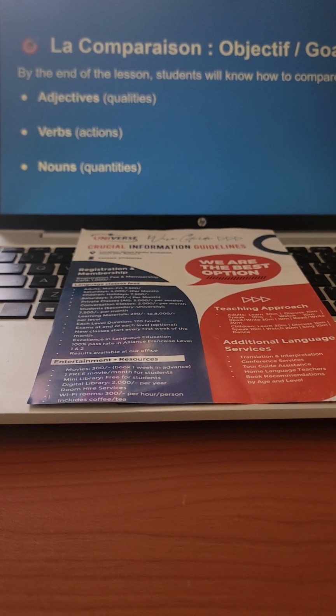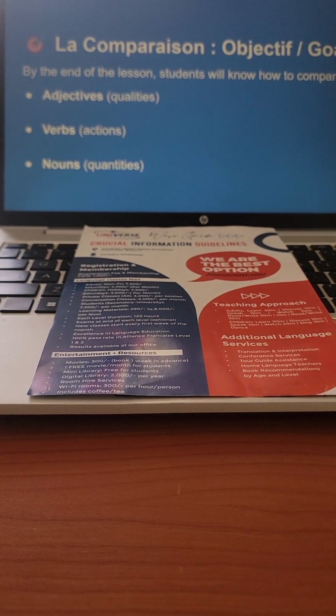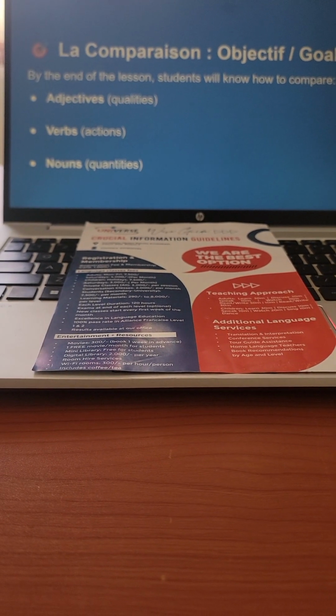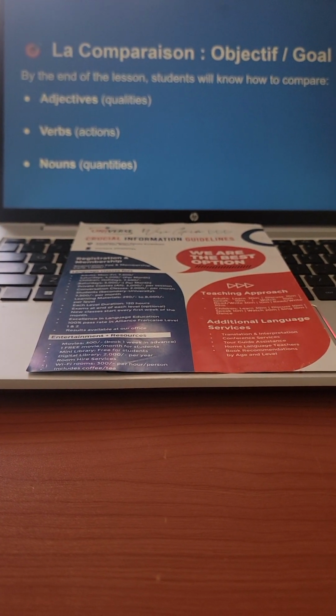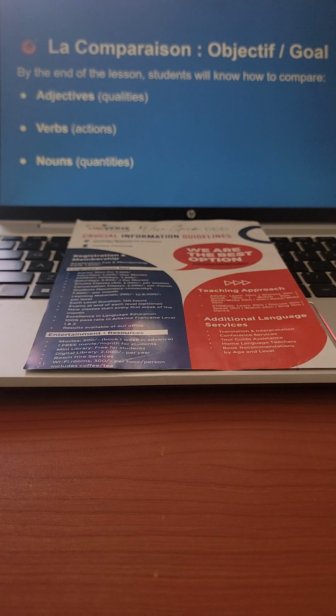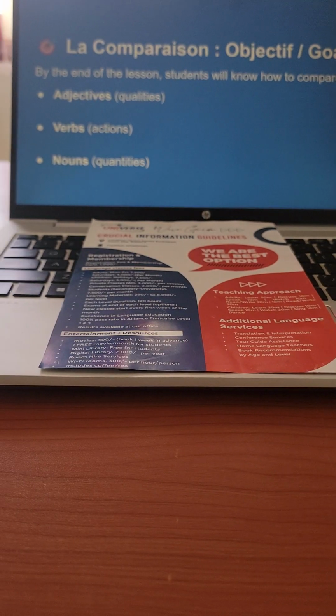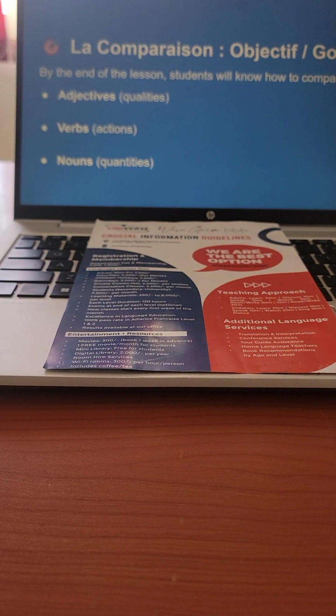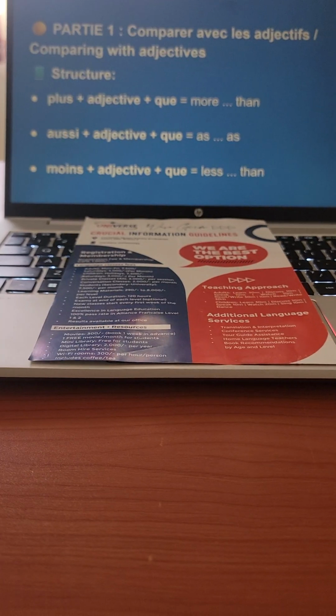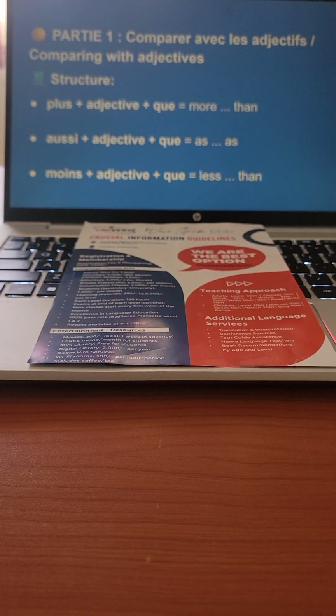La comparaison, so the objective. By the end of the lesson, students will know how to compare. When we are comparing in French, we compare using an adjective to show qualities, then a verb to show actions, then nouns to show quantities. So we compare using an adjective or an adverb sometimes, a verb, a noun. So let's go. The first one, comparing with an adjective.